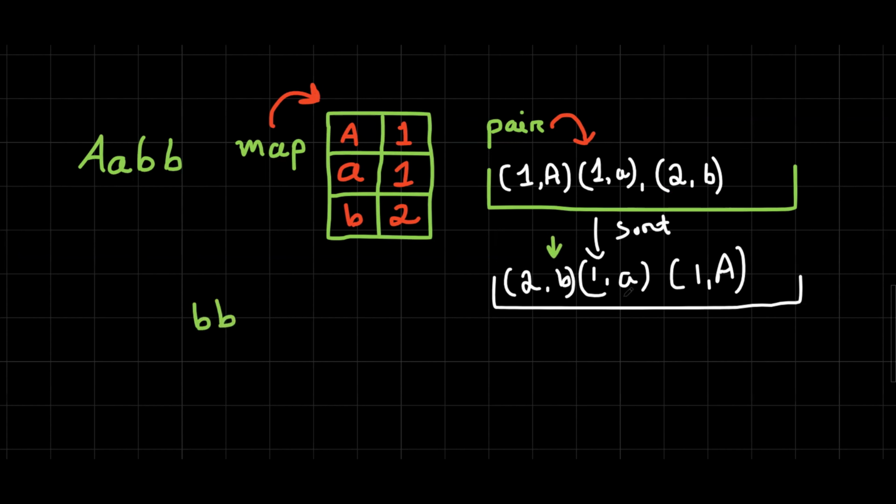After that, we have seen that the character small a has the frequency of 1. So we have to put 1 small a here. After that, we have seen that the character capital A has the frequency of 1. So we have to put the capital A into the resultant string. After this will be the resultant string. I hope you understood the problem statement as well as the algorithm. Now let's move on to the code.